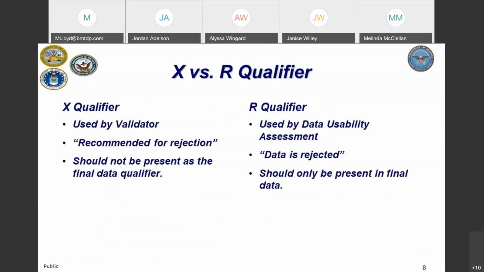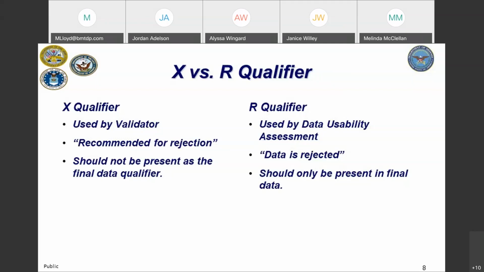So what is the difference between this X and this R qualifier? The X qualifier is used by the validator. The R qualifier is used by the data usability assessment team. The X qualifier is a recommendation by the validator that data should be rejected. Or, in other words, that data has serious quality control concerns and that the data usability team needs to evaluate this data. The R qualifier is this data is rejected.